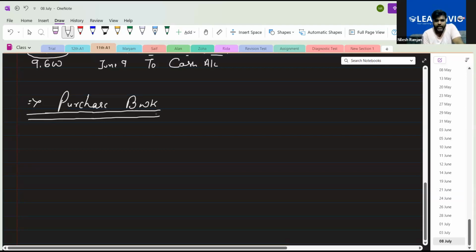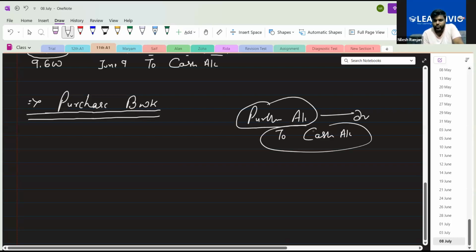Sometimes I have seen students that if the transaction is purchase account debit to cash account, they have to prepare a different subsidiary book. So what they do, they record it in purchase book and cash book, both. That is not correct. For every transaction, there will be only one entry. Either you can write it in purchase book or in cash book. Is that clear?